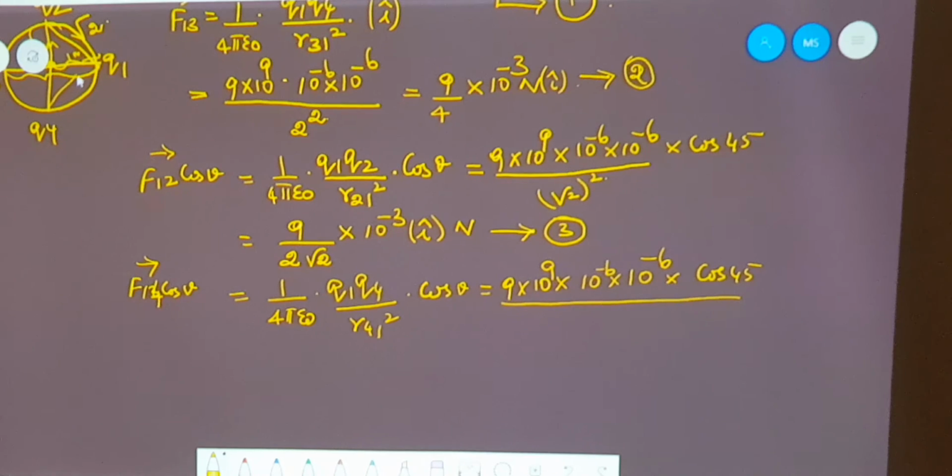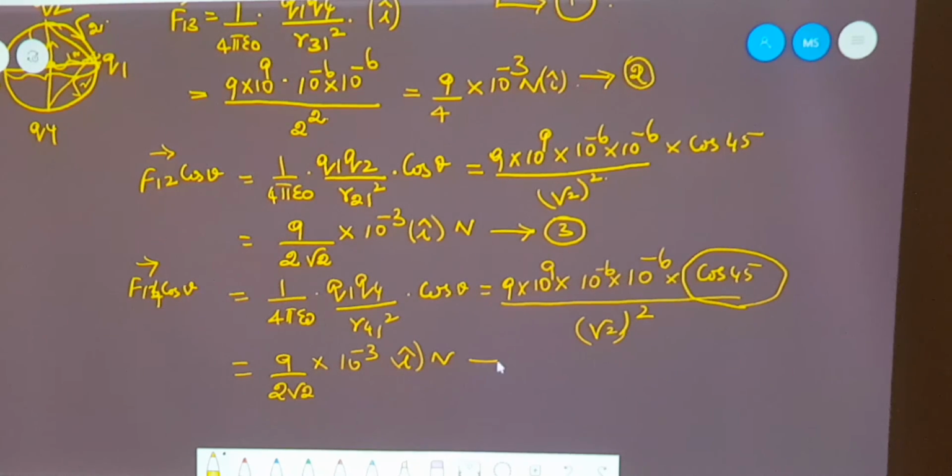Again, what is this distance R41? The distance from Q4 to Q1 is again root 2, so I can state root 2 the whole square. Simplify, you will be getting 9 divided by 2 cos 45. Again, you can write it as root 2 multiplied with 10 power minus 6, 10 power minus 6, you will be getting 10 power minus 12 into 10 power 9, you will be getting it as 10 power minus 3 i cap N. Consider this as equation number 4.